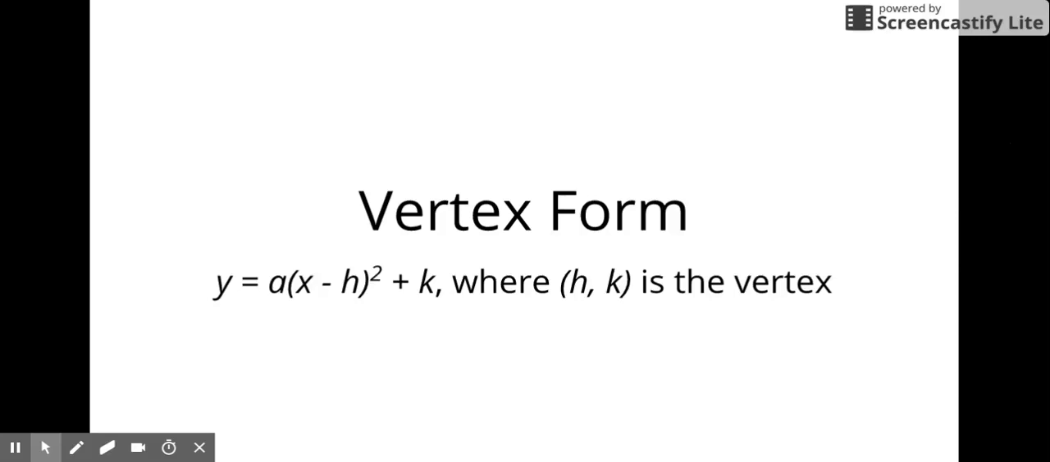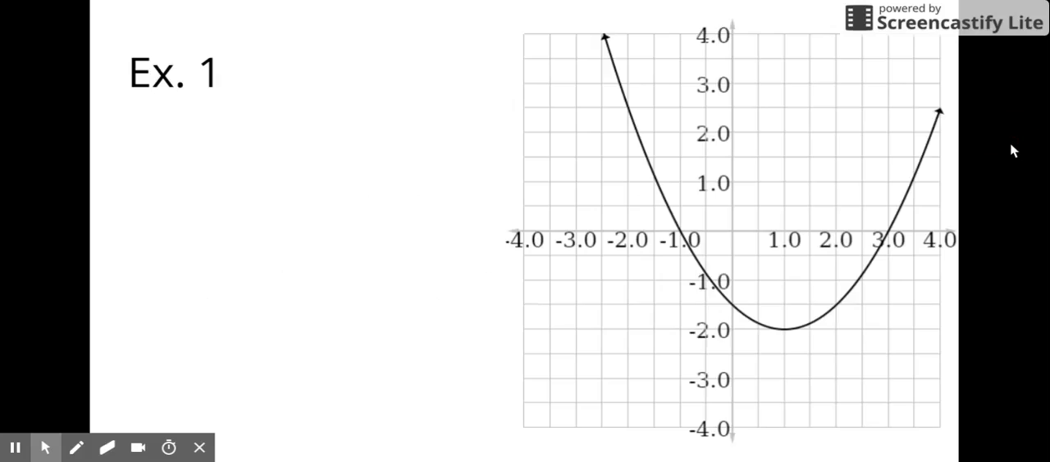Vertex form of a quadratic is y equals a times quantity x minus h squared plus k, where (h, k) is the vertex. If we have a parabola that's been graphed and we want to be able to figure out the equation algebraically, there are a few steps that we want to take. The first is to identify the vertex.